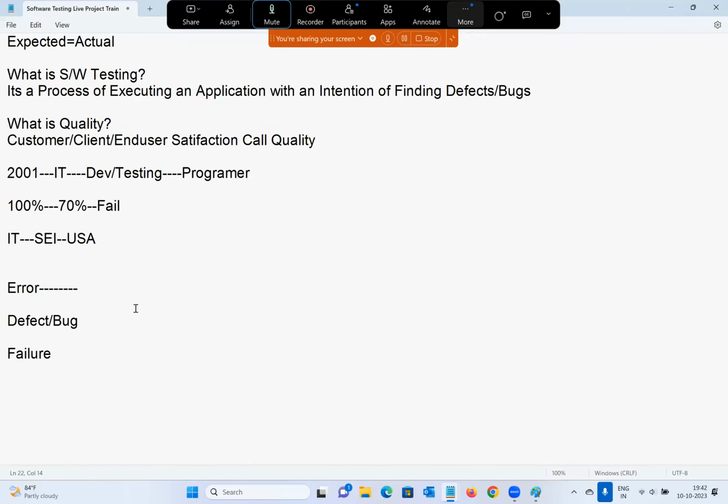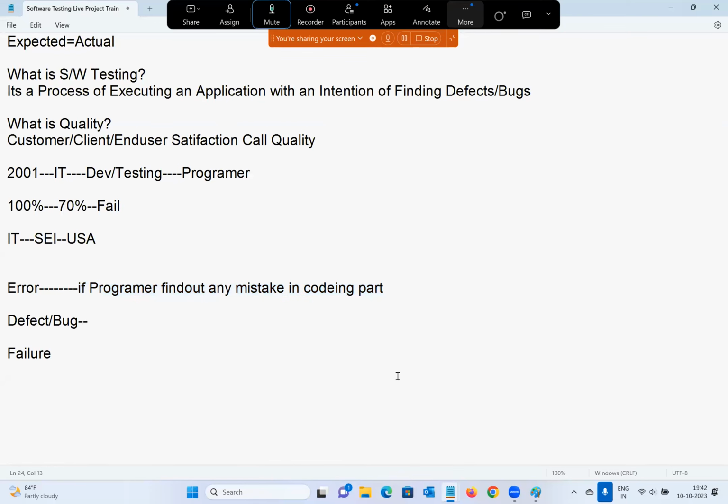Once again, guys, while developing the application, the programmer will prepare some code. If they find any mistake in the coding part, it is called an error.